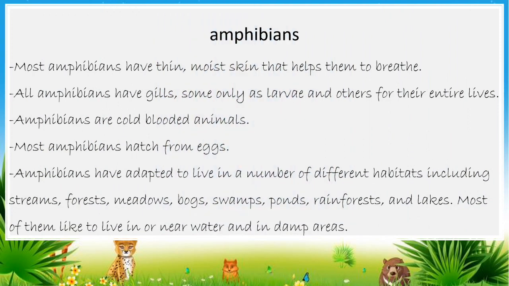Amphibians. Most amphibians have thin, moist skin that helps them to breathe. All amphibians have gills, some only as larvae and others for their entire lives. Amphibians are cold-blooded animals. Most amphibians hatch from eggs. Amphibians have adapted to live in a number of different habitats, including streams, forests, meadows, bogs, swamps, ponds, rainforests, and lakes. Most of them like to live in or near water and in damp areas.